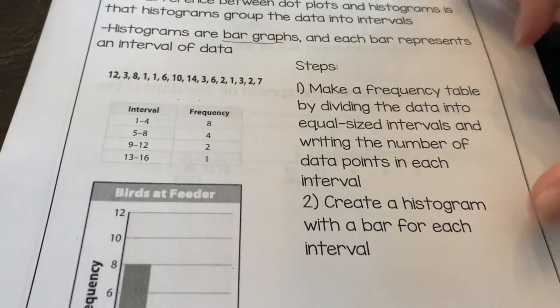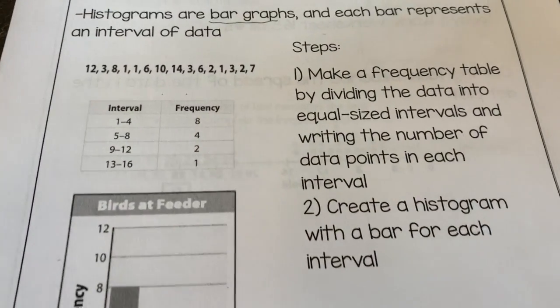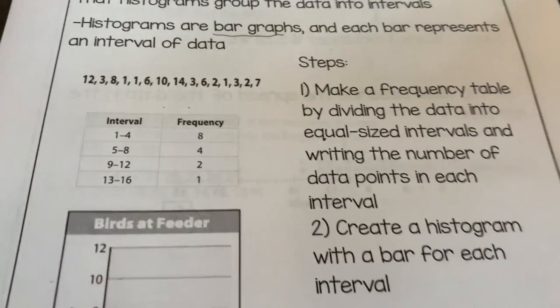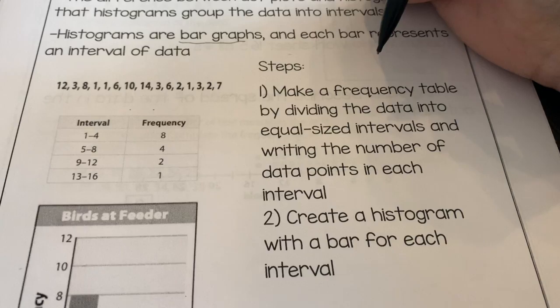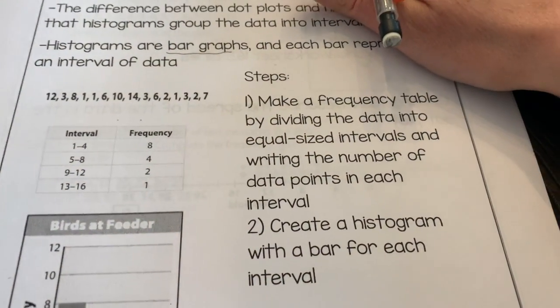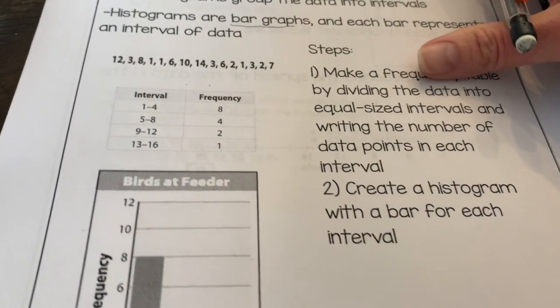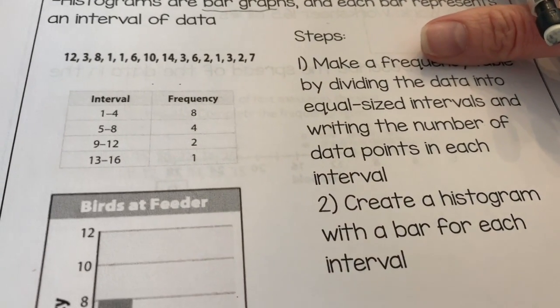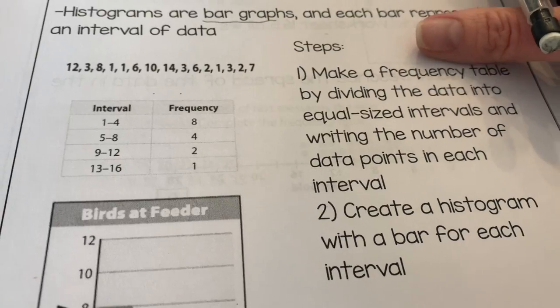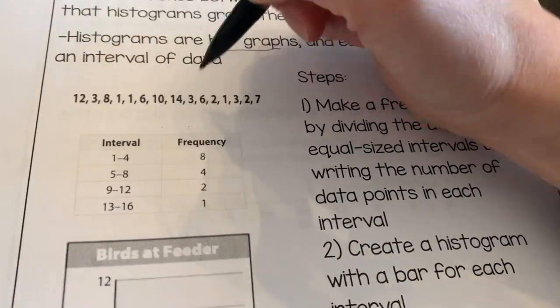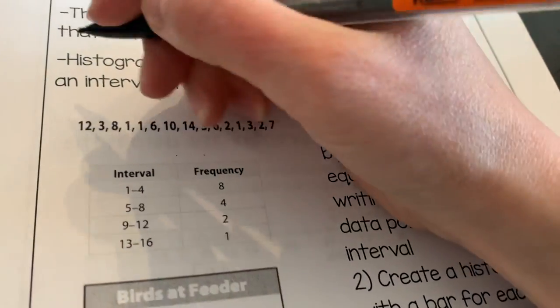So what I did here was I made some steps for you, and I gave you an example before we start. So the first step is to make a frequency table by dividing the data into equal-sized intervals and then writing the number of data points in each interval. You should have learned how to make a frequency table at some point previously in another grade. I'm not sure which one. So the way that you would do this is to put these all in order first, okay?